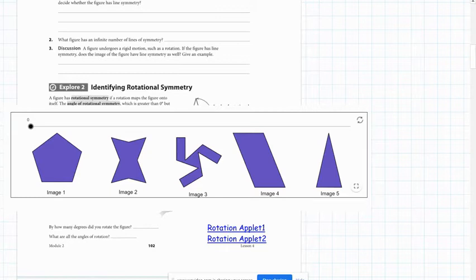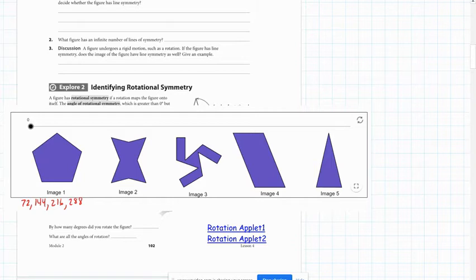So this one, we said the Pentagon has 72 degrees, 144, 216. Let's see, we had 72 plus 72 plus 72 is 216, plus 72 is 288. So those are the 4 different types of rotational symmetry that the Pentagon has.